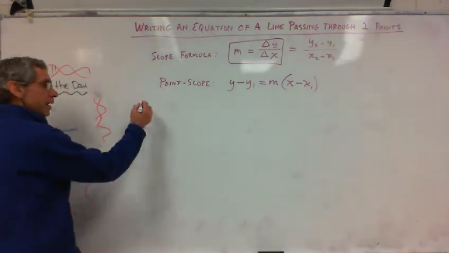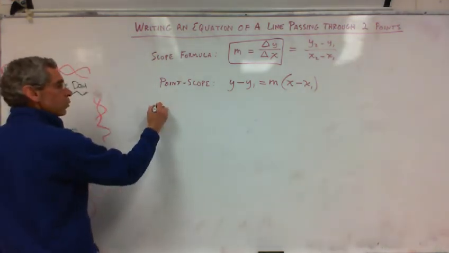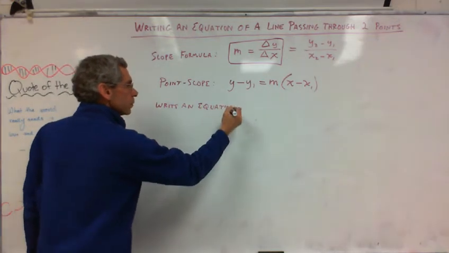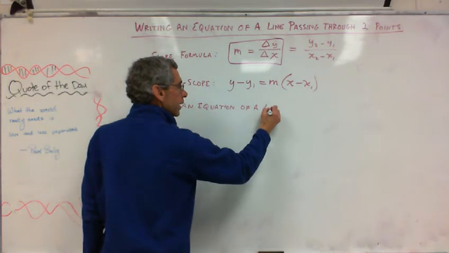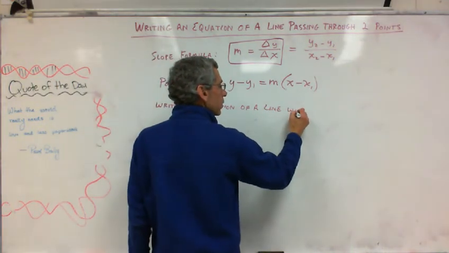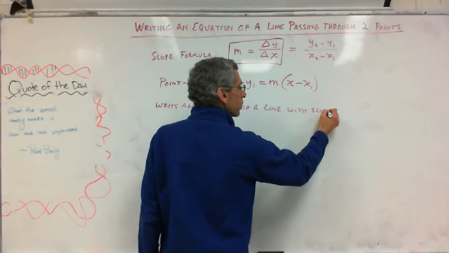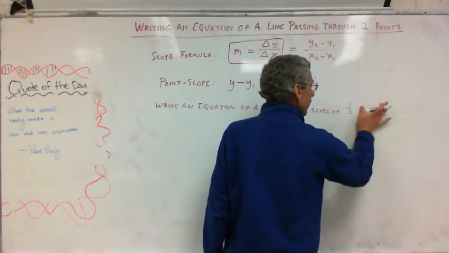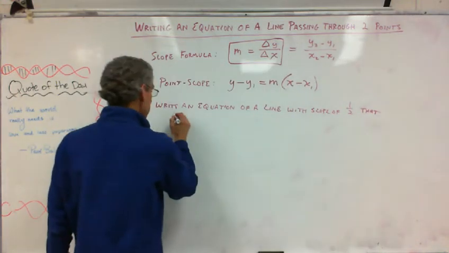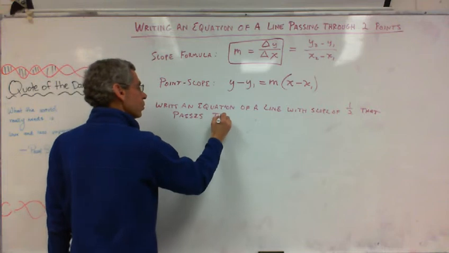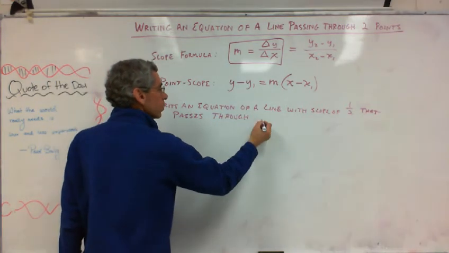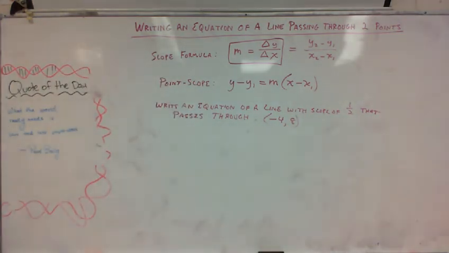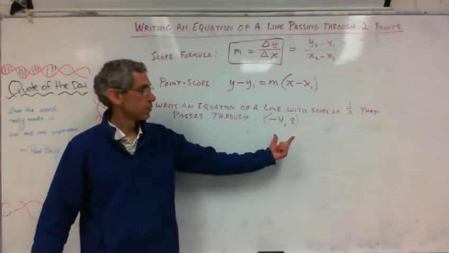So let's first of all write an equation of a line with slope of 1/2 that passes through (negative 4, 8). What did I give you? I gave you a, what's that called?